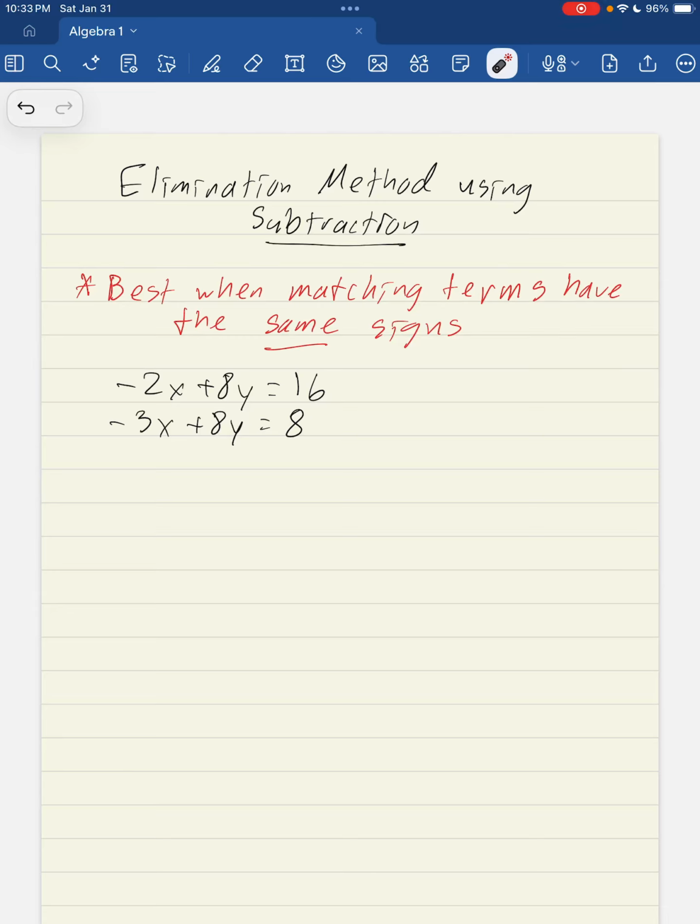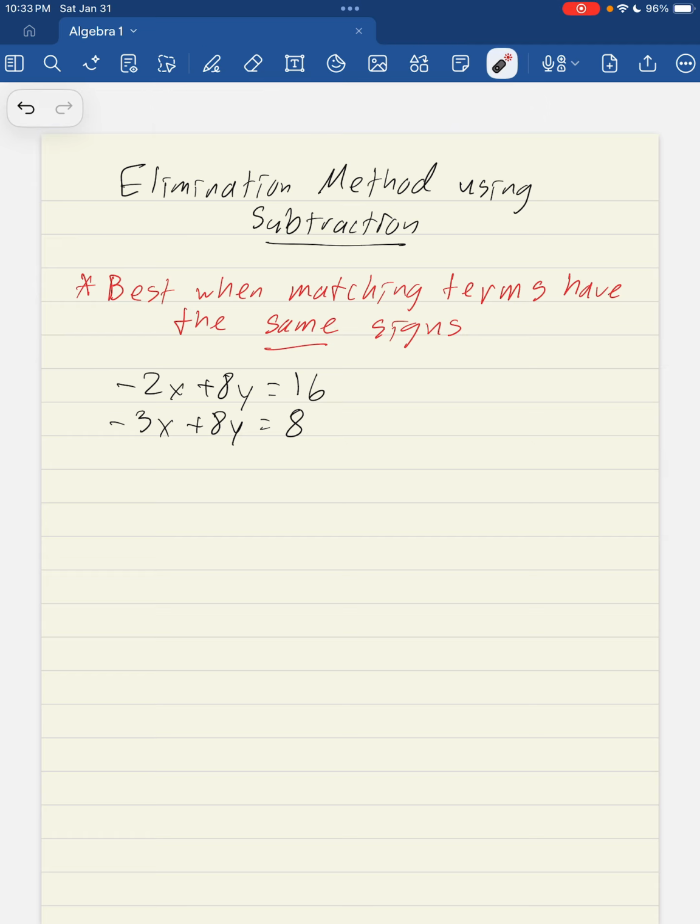Welcome back, and today we're going to piggyback off what we did yesterday, which is the elimination method using addition, and today we're using subtraction. So we're going to want to subtract our two equations when the matching terms have the same signs, okay? So let's check that out.